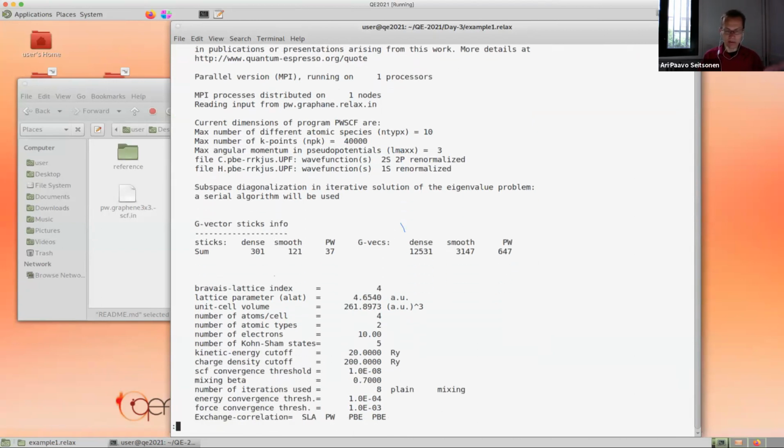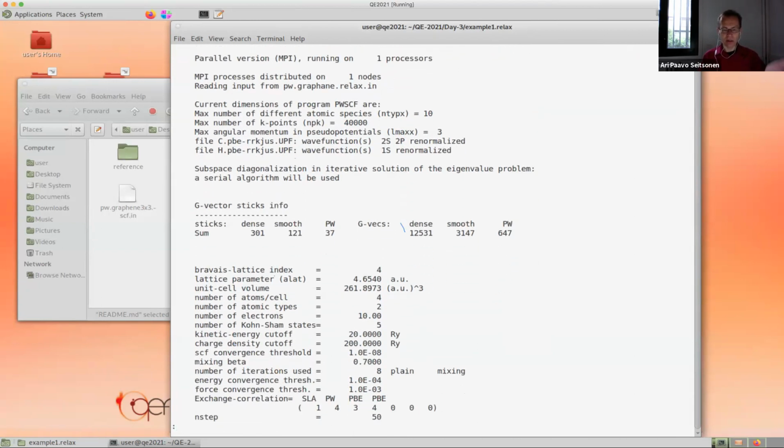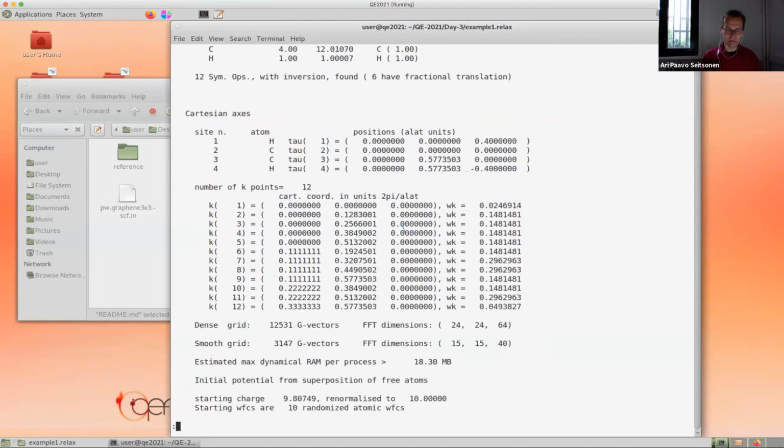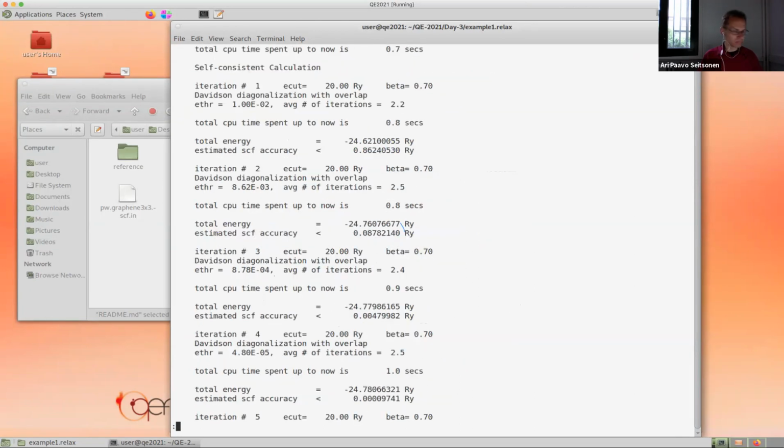So again, there's the standard output, or the normal output. You see the repetition of the most important variables here. And then the lattice vectors and so on, the pseudopotentials, k-points, so something that you have seen before. So now doing the relaxation, the output looks very, very similar as before.